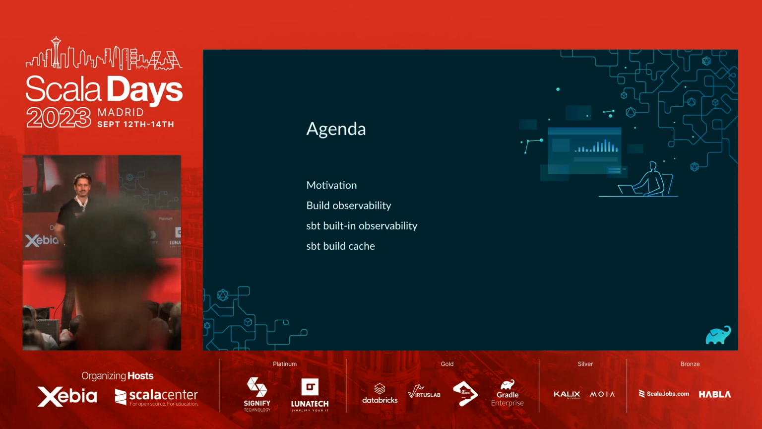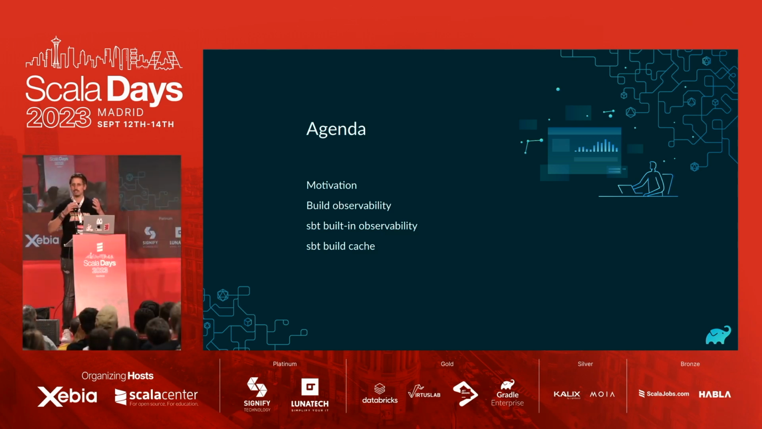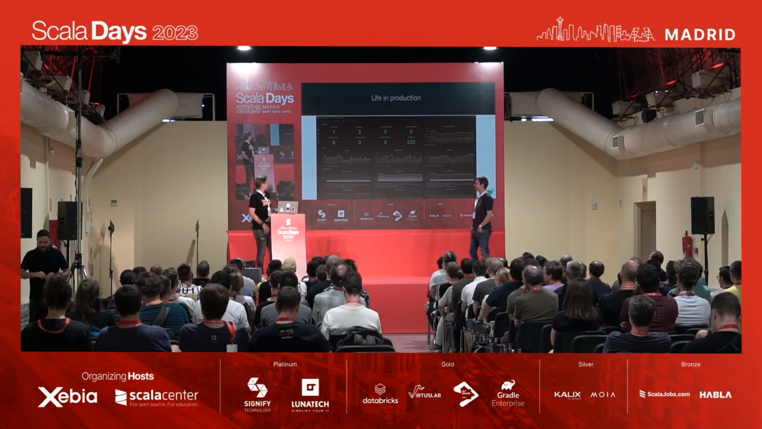Enough about that. Let's talk about motivations. So let's talk about the agenda today. We're going to start with asking ourselves, okay, why? Why does this matter, right? And then the what: what is the observability data that we need? And then finally the how: how can we do that in SPT?